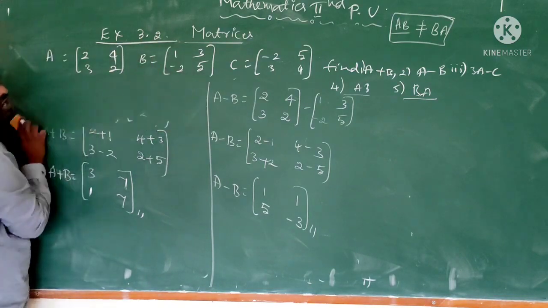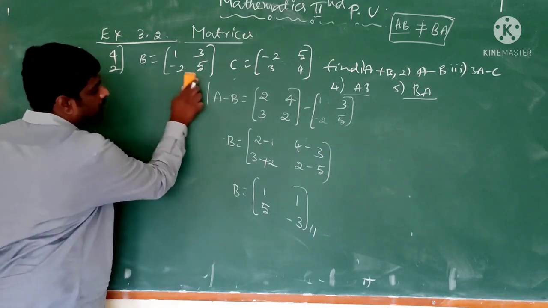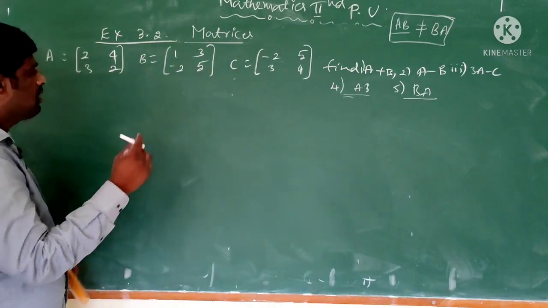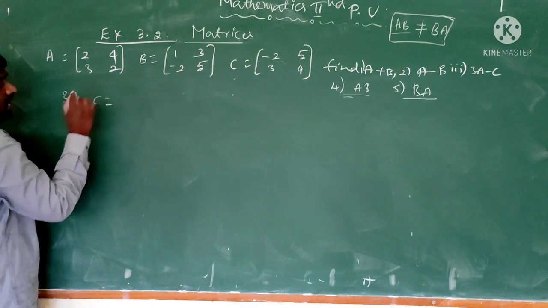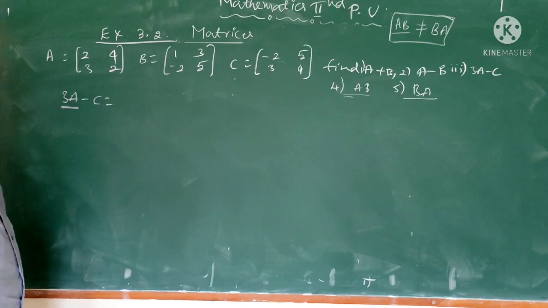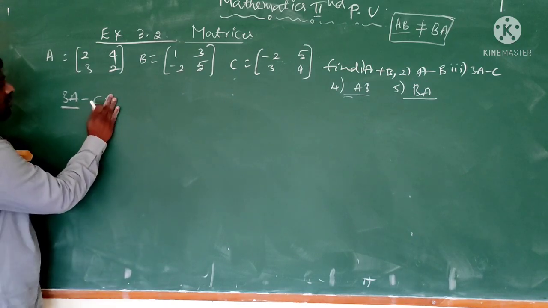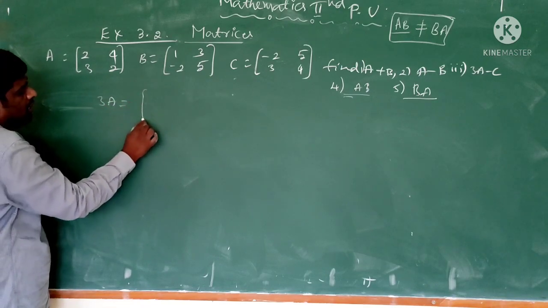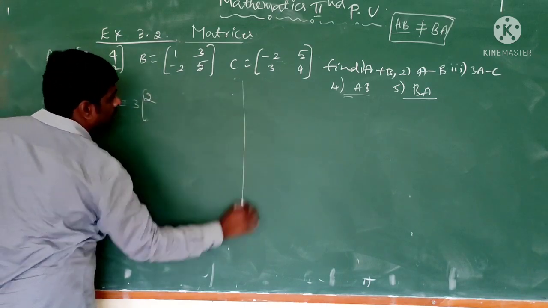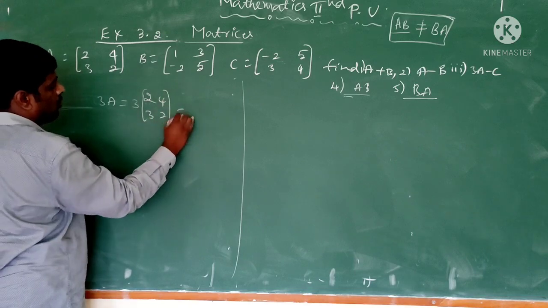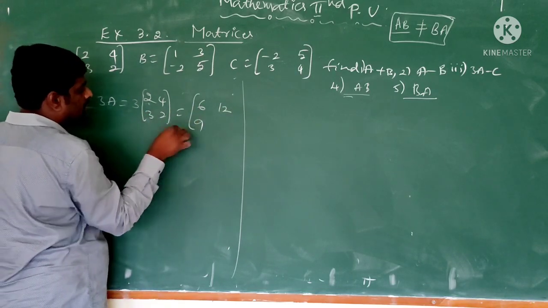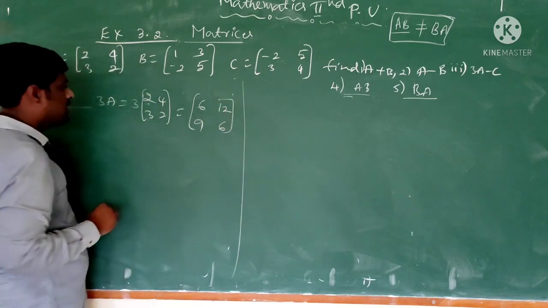Next, I want to find 3A minus C. This is the multiplication of a matrix by a scalar. Now I want to find first 3A. So 3 into A matrix, 2, 4, 3, 2. 3 2s are 6, 3 4s are 12, 3 3s are 9, 3 2s are 6. This is 3A.